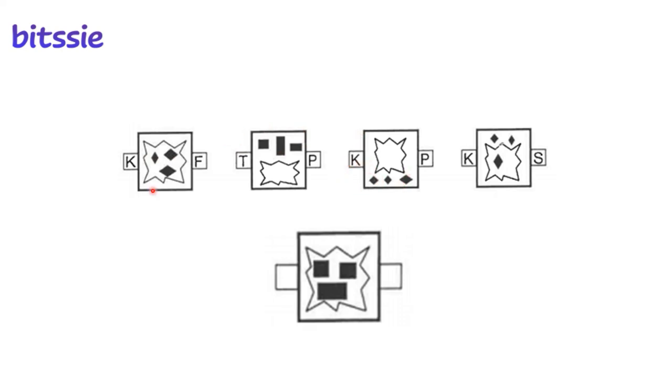So since K was all of them are in originally, it can't be to do with where they are, because here that all of them are out. Next, let's look at the shapes. So K links to diamonds, T links to rectangles, K links to diamonds again, and finally K links to diamonds. So we can say that our first box is T, because they are rectangles, like in the second picture.